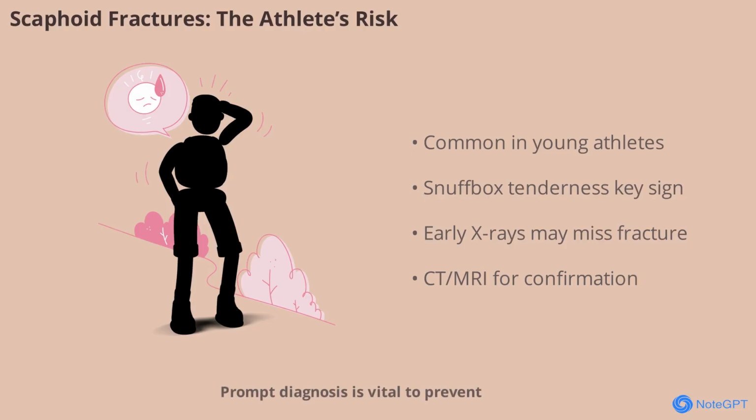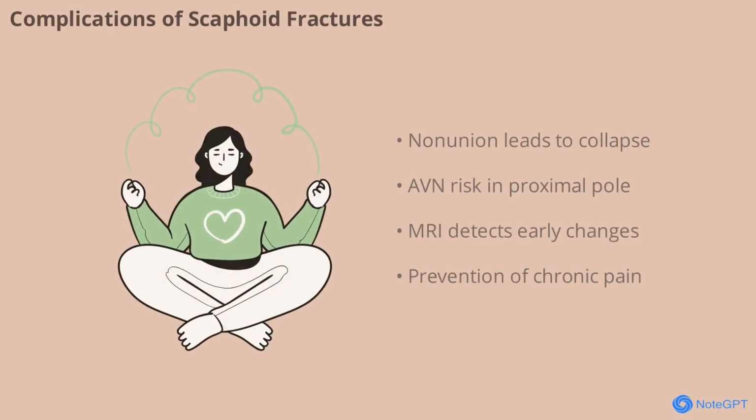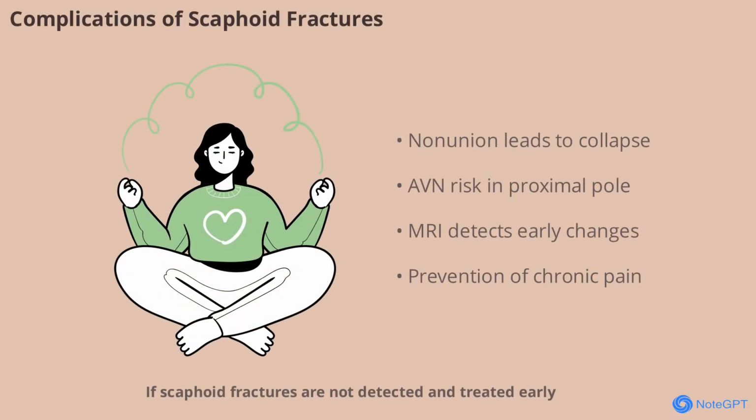Prompt diagnosis is vital to prevent complications such as nonunion or avascular necrosis, which can severely impact wrist function. If scaphoid fractures are not detected and treated early, they can lead to serious complications.